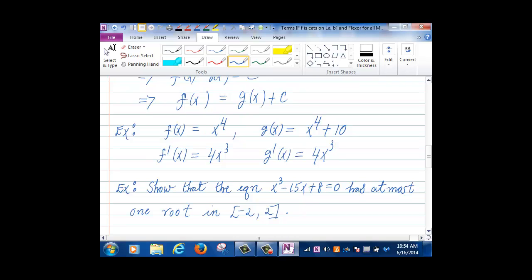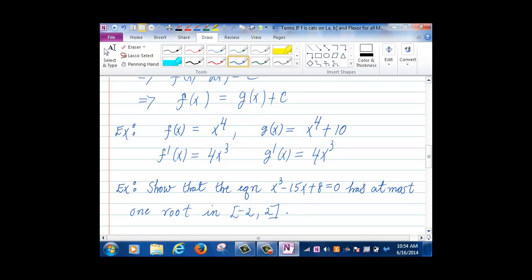So our strategy is that we want to show this has at most one root here. Let's assume that it has two roots and see if that assumption leads us to a contradiction. If it leads us to a contradiction, that means the assumption that it has two roots in here is wrong. That's how proof by contradiction works. Whatever you're trying to prove, you assume the opposite of that and see if you're led to a contradiction. So we have to show that this equation has at most one root, and I'm going to assume that it has two roots. See where it leads us.